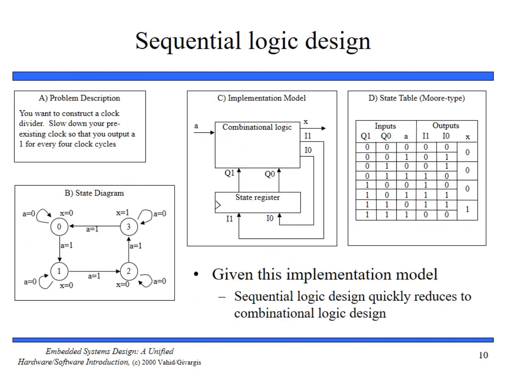Now, based on the sequential logic components that we have discussed in previous slides, let's have an example of sequential logic design. The problem description is that you want to construct a clock divider. So we want to divide a clock, slowing down your pre-existing clock so that you output a 1 for every 4 clock cycles. We need to determine 4 clock cycles. Once we get 4 clock cycles, we update the clock. After 4 clock cycles, we assume that there is only 1 clock cycle, so we are slowing down the clock.